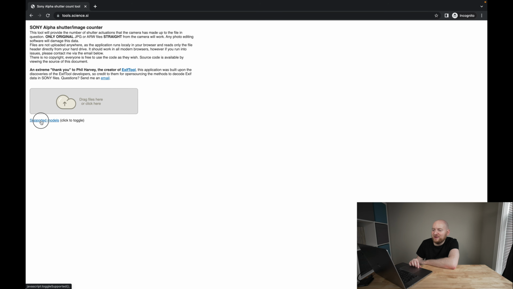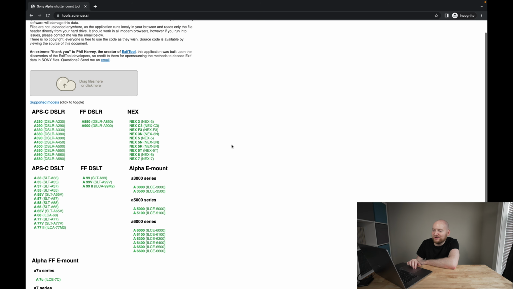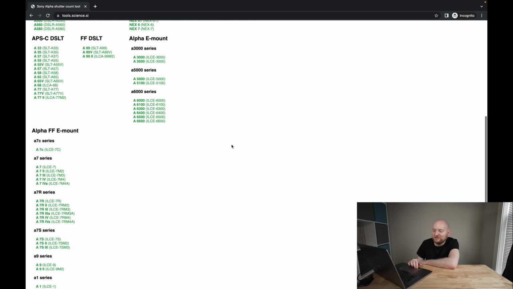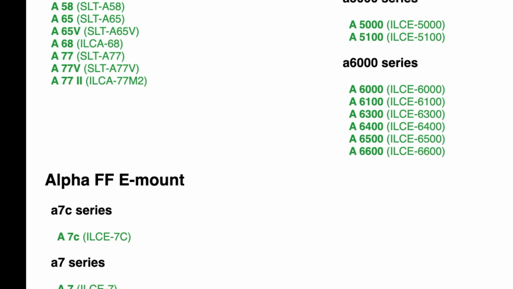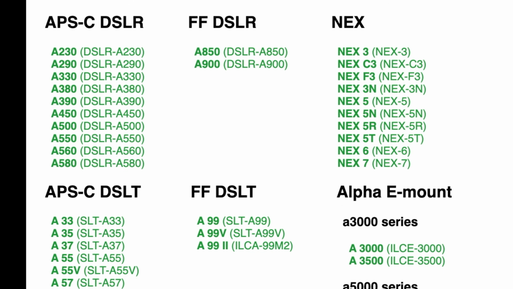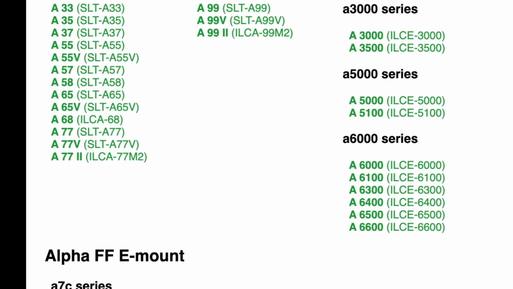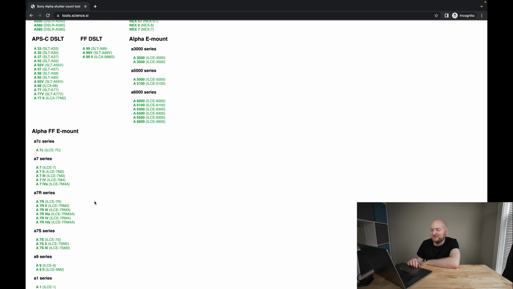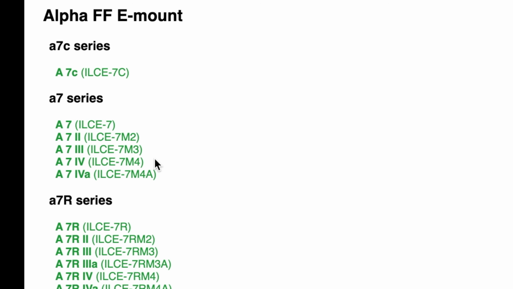Even before we do that, we can also check the supported models list, and what you're going to notice here is there is a range of cameras that are supported. Everything from many classic Sony models, like their older DSLRs, to their newer APS-C cameras, like the a6000 series, all the way to their newer Alpha bodies, like the a7IV, which I'm going to be testing here.